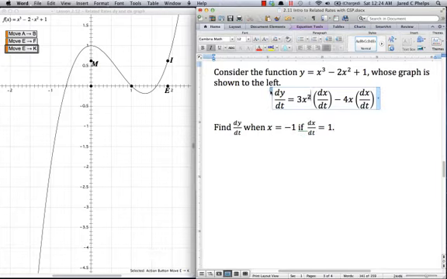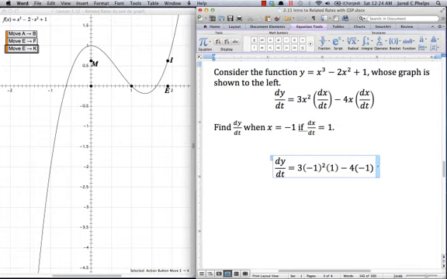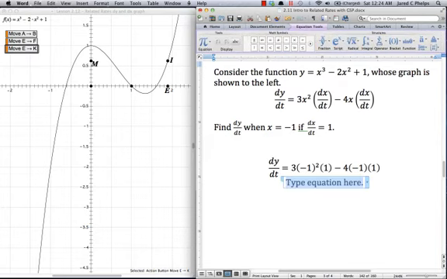Well, we should be able to take this equation and just evaluate it. We should be able to just use these values. We'll get that dy/dt is 3 times negative 1 squared times dx/dt, which is 1, minus 4 times x, which is negative 1, times dx/dt, which is 1. If I solve this thing, I'll get dy/dt equals 3 plus 4, which is 7.